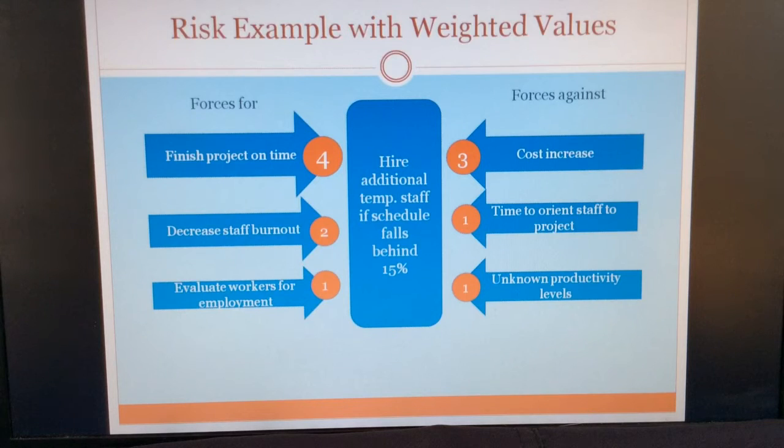When we add up our totals, we come up with 7 for the forces for side and 5 for the forces against side. So we would likely decide to go ahead and hire additional temporary staff in light of the fact that our forces for making that decision seem to outweigh and are more important to the project than the forces against making that change.